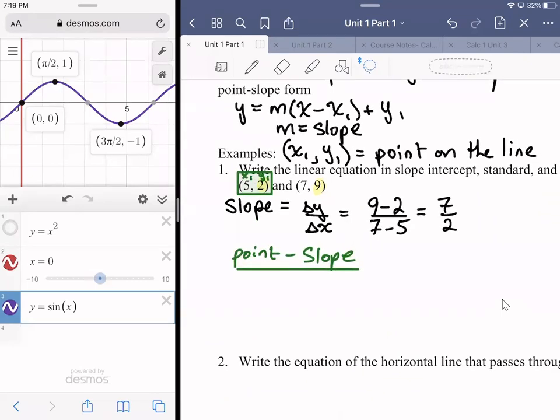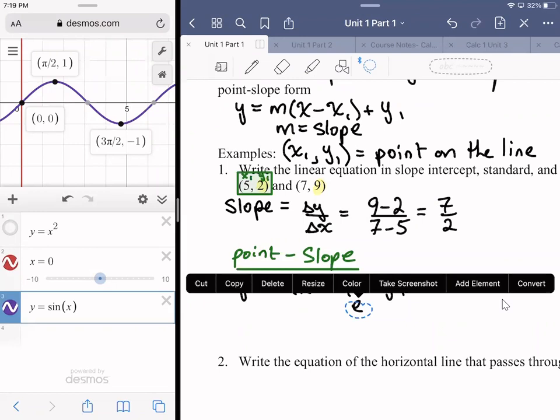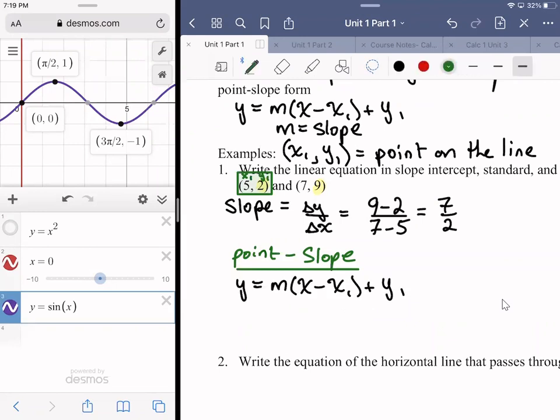So if I do that and I plug into this model here, I would replace the slope, the m, with a 7/2. The x1 gets replaced with a 5. And the y1 gets replaced with a 2. And that would be it. That's all I would need to do.